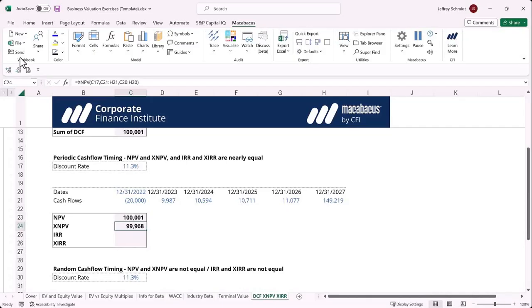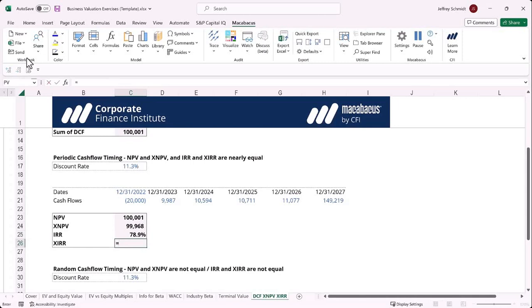The reason is that we're using dates, and it's taking into account leap years. But they are fairly close because all of the cash flows occur at the end of the year and are evenly spaced. Now let's go ahead and calculate the IRR and the XIRR. In order to use the IRR function, we need a cash outflow and a cash inflow. So we have our initial cash outflow, which we select. We'll select all of the cash flows, and we derive an IRR of almost 79%.